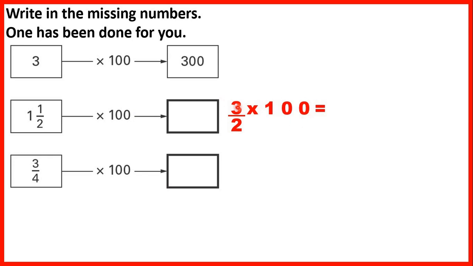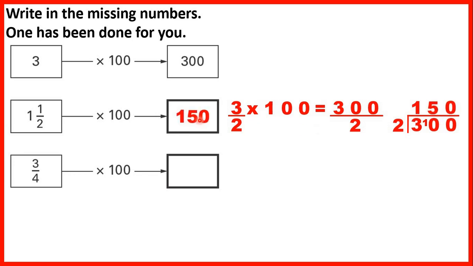But remember, when we're multiplying a fraction by a whole number, we only multiply the numerator and the denominator stays the same. So we have 300 over 2. But to turn that back into a whole number, we can divide the numerator by the denominator, and that gives us 150. Notice 1½ is half of 3, and 150 is half of 300.